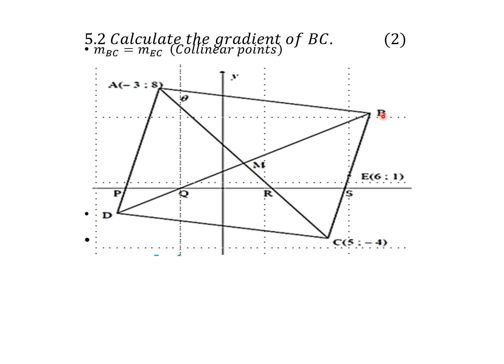Alright, so as I said, gradient BC equals gradient EC. They are collinear points, meaning they all appear on the same straight line. So if I use E, which is 6 and 1, and C, which is 5 and negative 4, gradient EC equals y2 minus y1 over x2 minus x1. There, 1 minus minus 4 over 6 minus 5. So 1 minus minus 4 gives me 5. 6 minus 5 is 1, 5 divided by 1 gives me 5. So gradient EC, which is my gradient BC, equals 5.